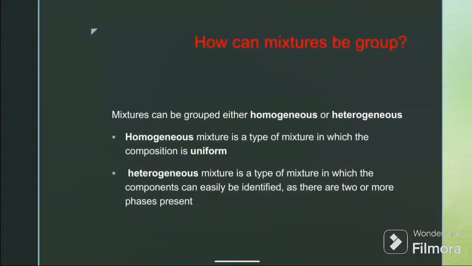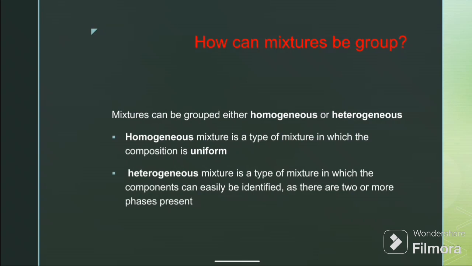How can mixtures be grouped? We have two groups of mixture, which are homogeneous and heterogeneous. As their names denote, homo means the same and hetero means different. A homogeneous mixture is a type of mixture in which the composition is uniform. So when we are mixing something, making a mixture, and their composition becomes uniform.